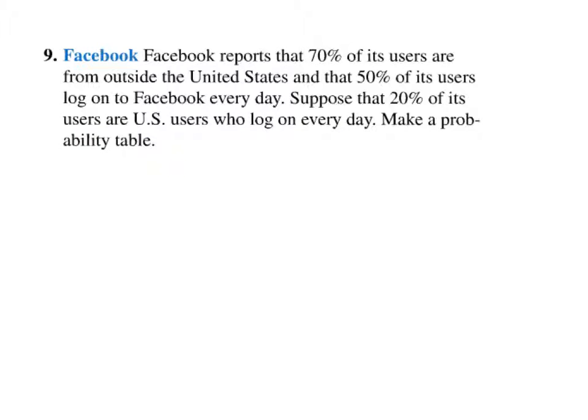So one thing when you're working with probability, it's sometimes handy to make a table, and this problem asks us to do that. So we've got Facebook users. Facebook reports 70% of the users are outside the United States, so that means 30% would be inside. And 50% of its users log on to Facebook every day. Suppose that 20% of the users are U.S. residents that log on every day. So make a probability table.